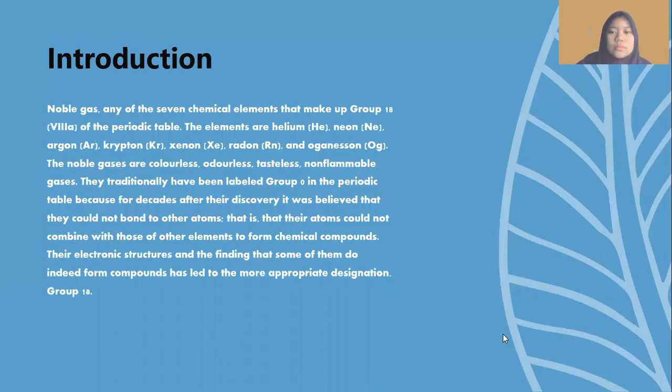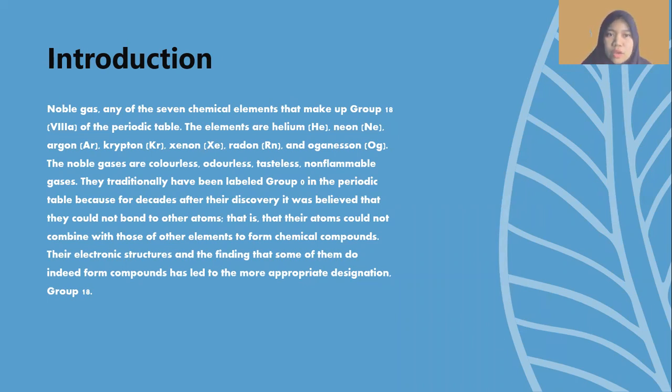Welcome to chemistry class. So today we are going to learn about chemical elements, especially noble gases. Let's start studying the material. All right, we come to the introduction of noble gas.